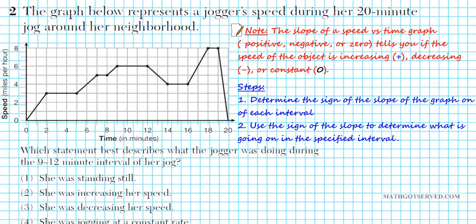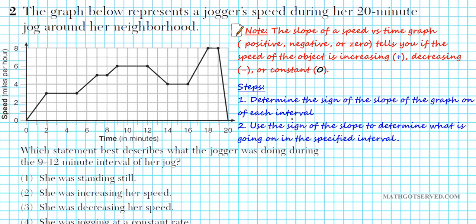Okay, let's take a look at problem number 2. It reads, the graph below represents a jogger's speed during her 20-minute jog around her neighborhood, okay? So we have the graph here, speed goes up, stays flat, up, flat, down, flat, up, flat, and then back down. So the question is, which statement best describes what the jogger was doing during the 9 to 12 minute interval of her jog? So from 9 to 12 minutes, what's the jogger doing?